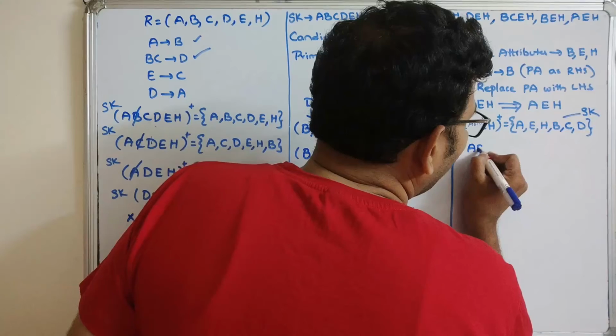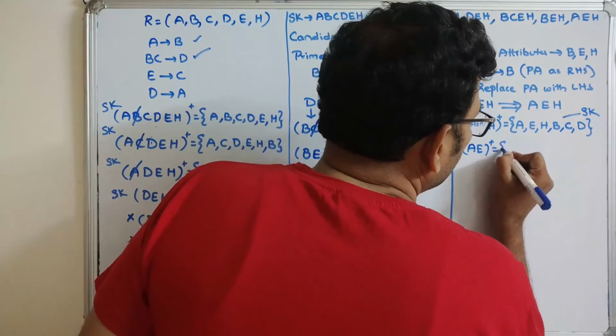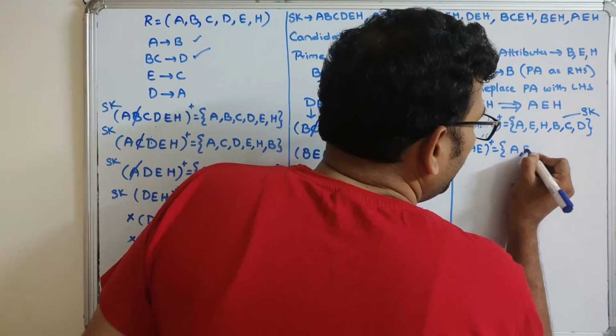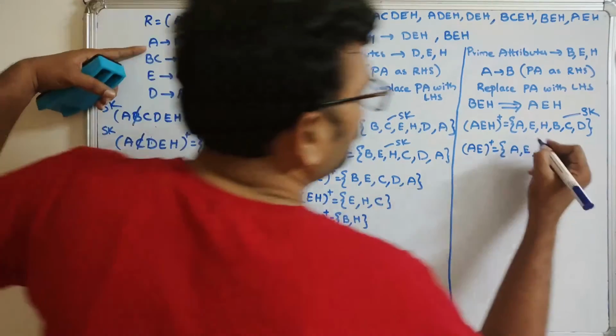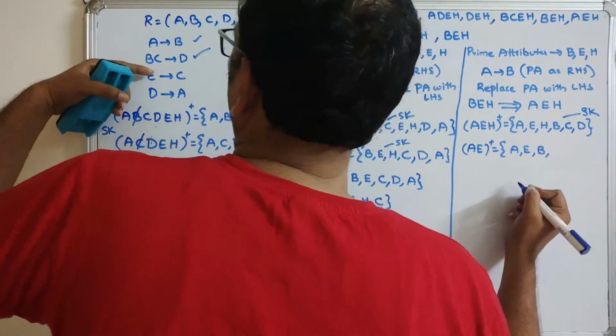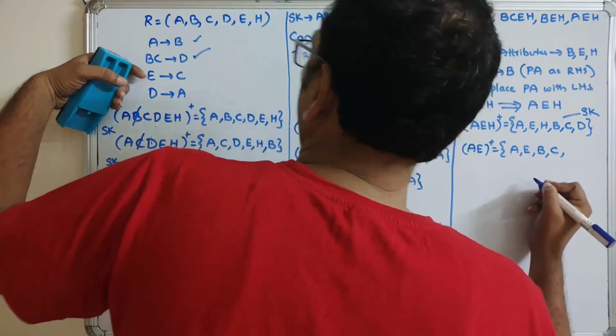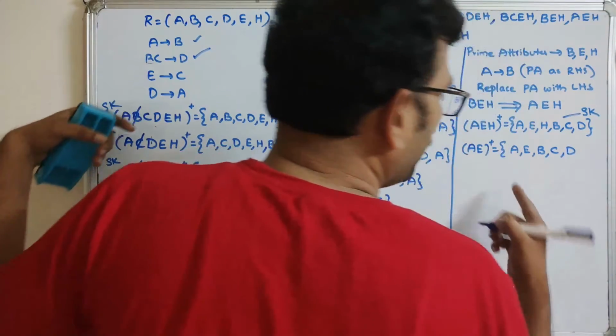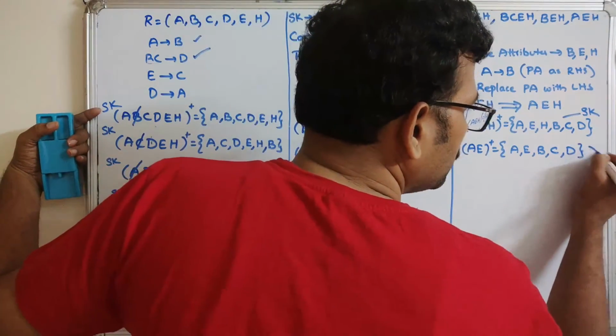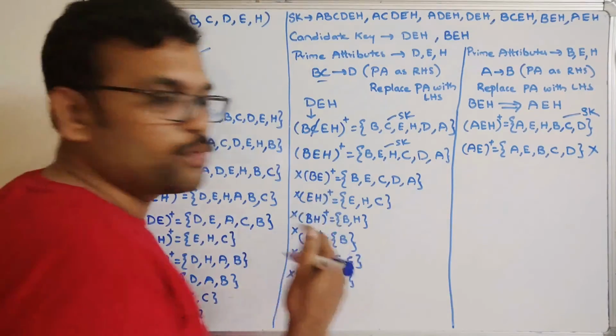So find out the AE closure. By using AE, we can determine A, E, and if you know A, we can determine B, and if you know E, we can determine C, and if you know BC, we can determine D. What about H? There is no possibility. So this is not a super key.